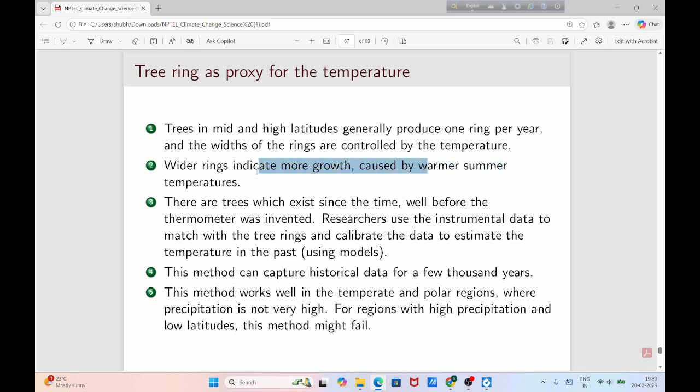प्रधान तौर पे ये गर्मी के समय ज्यादा बढ़ता है. Okay. Now there are trees which exist since the time well before the thermometer was invented. We discussed that. हम बोले हैं कि बहुत सारे पेड़ हैं जो थर्मोमीटर का जो आविष्कार हुआ है उससे काफी पहले से ही मौजूद हैं. So that trees we can use for instrumentation, for instrumental data to match with the temperature and calibrate.